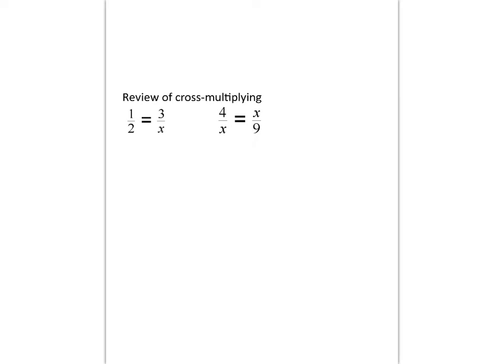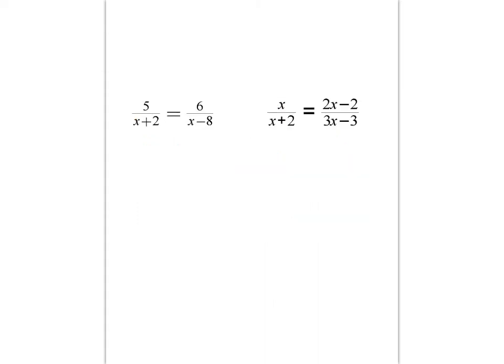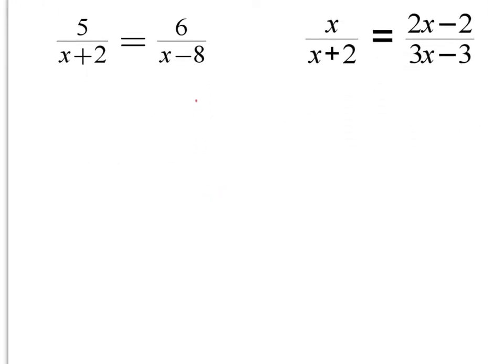So now let's review some cross multiplication. If I cross multiply this one right here, I'm going to get that x equals 3 times 2, so x would be 6, right? If I did this one, x squared would equal 4 times 9, so x squared is 36, so x would end up being 6, okay? But cross multiplication does get a little larger, as you can see. It does get a little more involved.